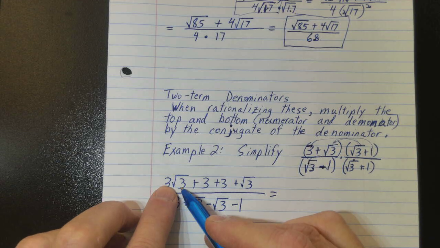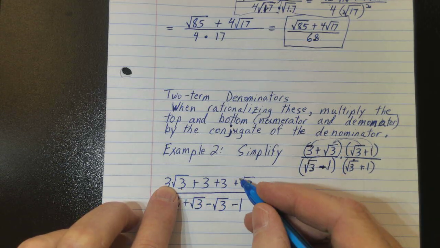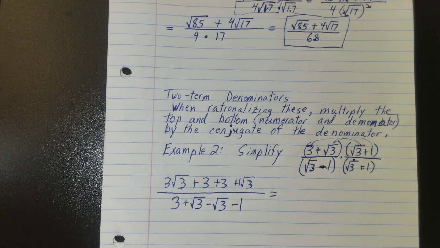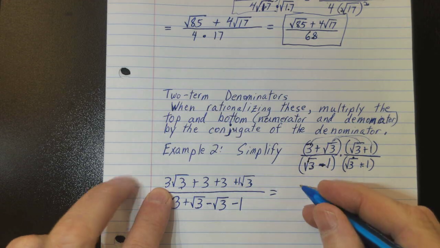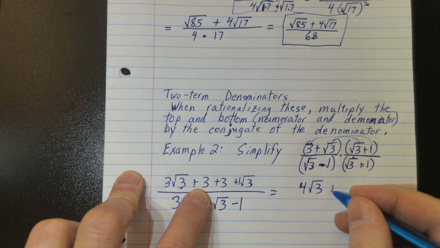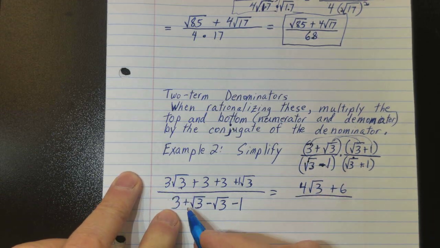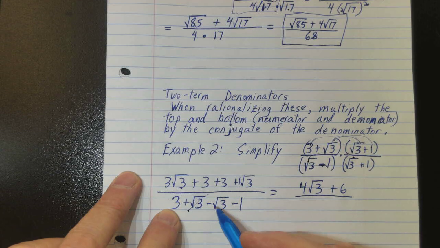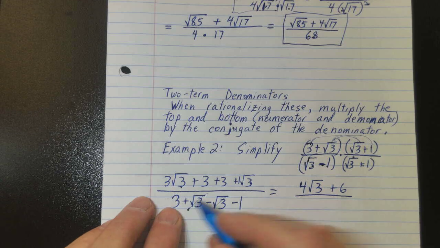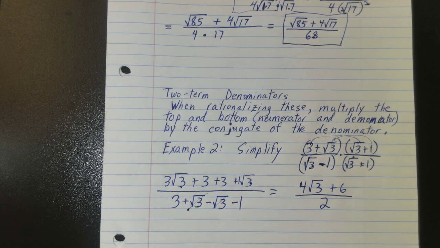And I have 3 radical 3 plus 1 radical 3 here. Okay? Those you can treat like terms, which you do with variables. 3 radical 3 and 1 radical 3 is 4 radical 3, and 3 plus 3 is 6. And here, the positive radical 3 and the negative radical 3 cancel out, and that's why the conjugate always works when you're trying to rationalize the denominator. And 3 minus 1 is 2.